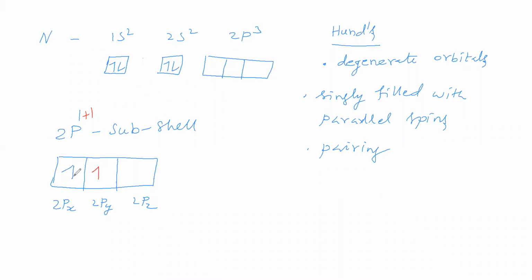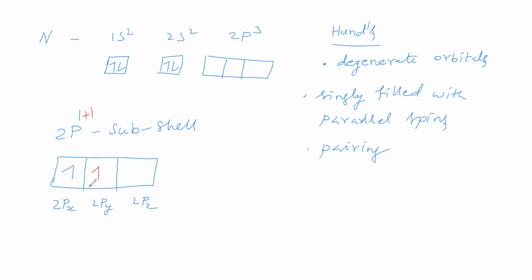Clockwise spinning only you have to give? Parallel spin means why should we give clockwise? Let us give both anti-clockwise. We can give both as anti-clockwise, but by convention clockwise. Now 2p subshell is having 2 electrons. That 2 electrons, how we filled, we filled like this.